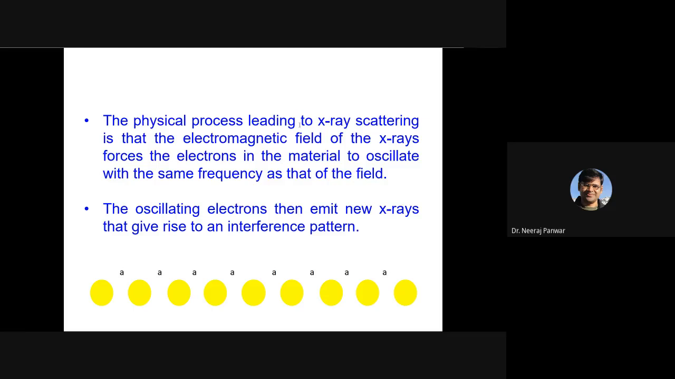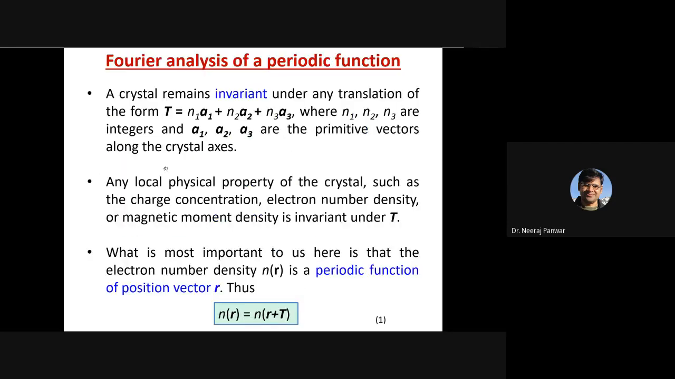The physical process leading to X-ray scattering is that the electromagnetic field of the X-rays forces the electrons in the material to oscillate with the same frequency as that of the field. These oscillating electrons emit new X-rays that give rise to an interference pattern. Like I have told you, if you consider charge concentration, electron number density, or magnetic moment, all these properties inside a crystal are periodic in nature.